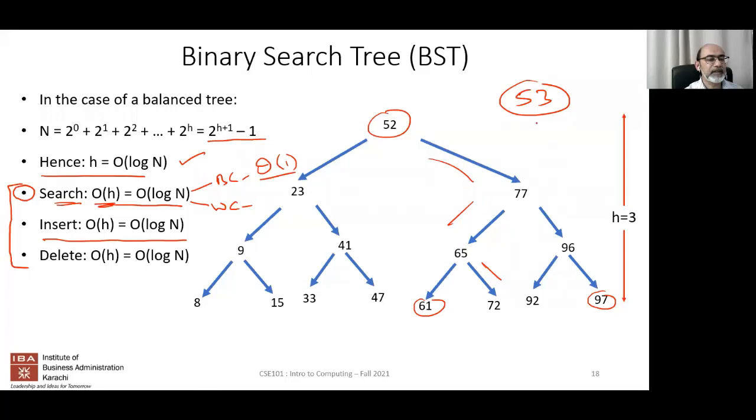We try to insert the number 53. So we need to find out where it is going to appear and how long it is going to take, in terms of time complexity right now. So it's going to take 2 steps. Okay, tell me the steps.